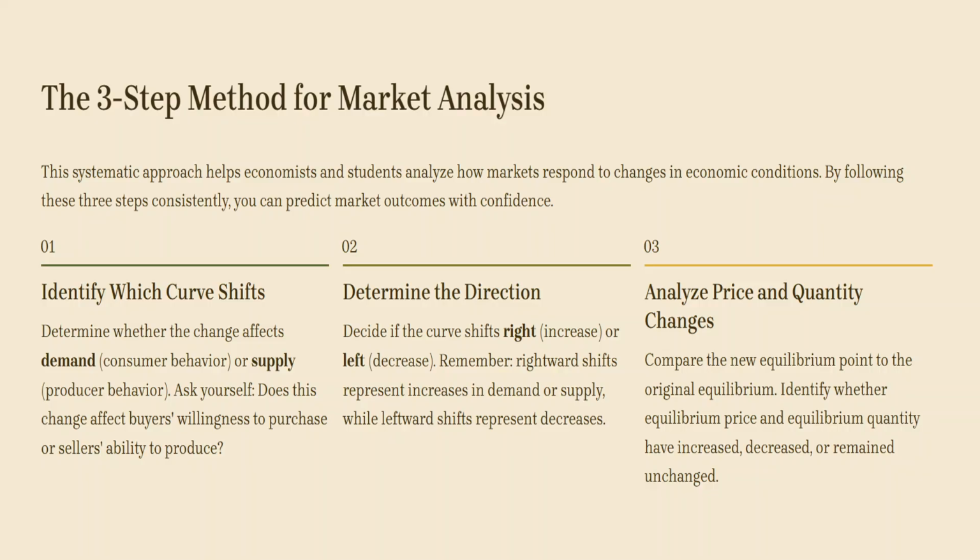Step 2. In which direction does the curve shift? Remember, rightward shifts represent increases in demand or supply, while leftward shifts represent decreases. Step 3. What happens to the equilibrium price and quantity? We find the new intersection point and compare the new PE and QE to the old ones. Let's apply this method to a few real-world scenarios.